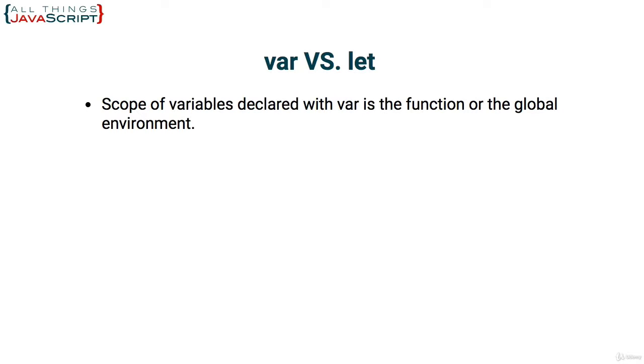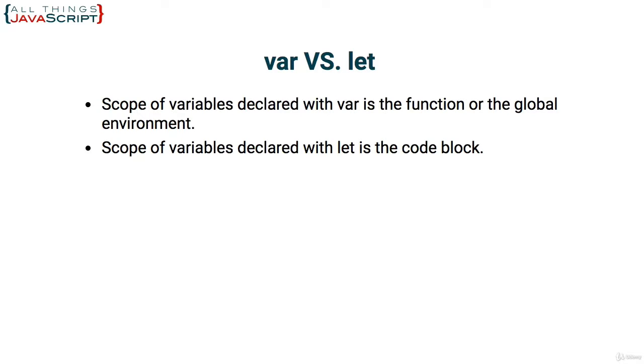So first, the scope of variables declared with var is the function itself, or if they're declared as a global variable, it is the global environment. Whereas variables that are declared with let, the scope of those variables is simply the code block, the block of code contained within curly braces.